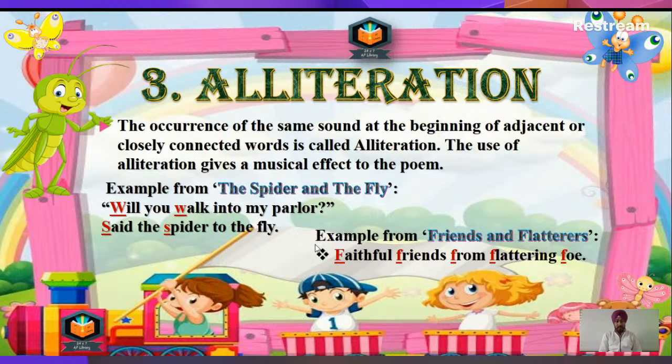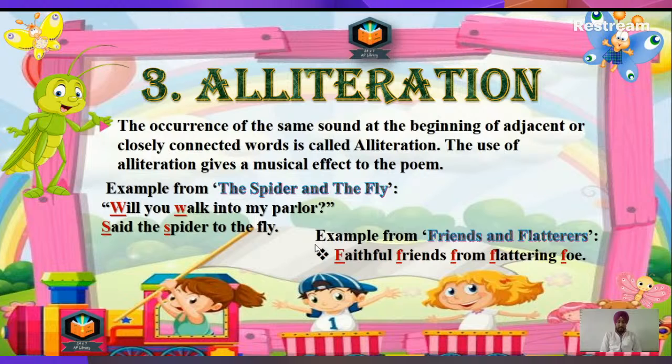Closely connected means sometimes we have some words without the same sound in between these words. Like we have an example from the poem The Spider and the Fly. Will you walk into my parlor? Said the spider to the fly.